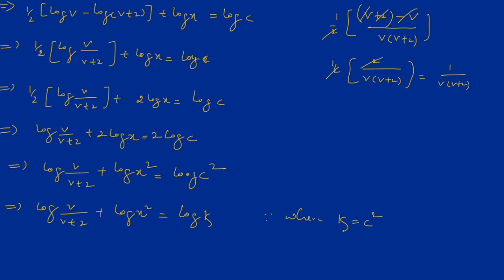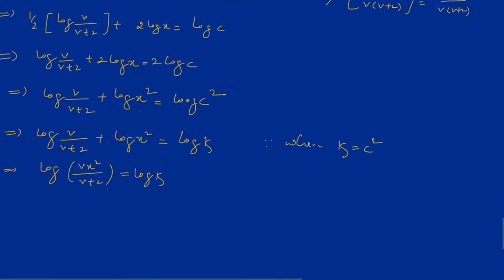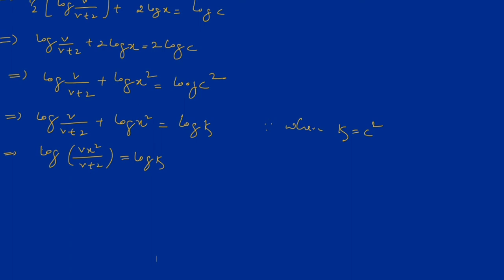Where k is c square, simply, which implies log m plus n again, log mn, log of which can be written as vx square upon v plus 2, which equals log k, right? Here we have used the logarithm property: log m plus n can be written as log mn. So log gets cancelled from both sides. The remaining is vx square upon v plus 2, which is equal to k. Take it as equation 2.